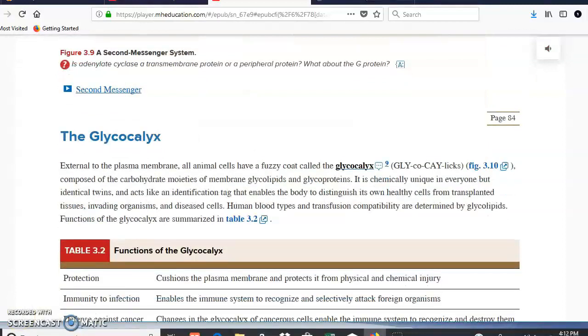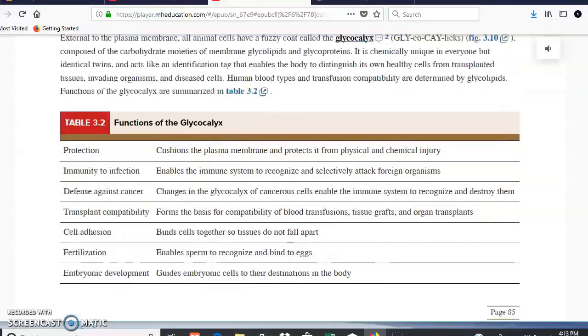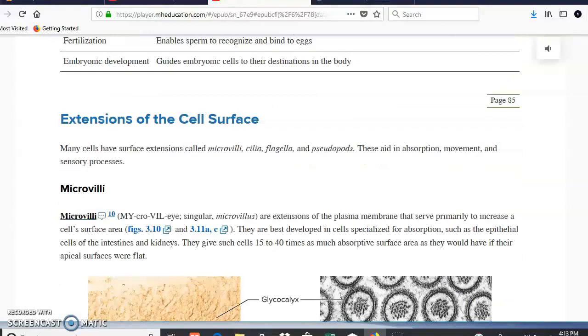The glycocalyx is a substance that is going to cover the cell membrane like an icing on a cake. Right? The cake would be the cell, the icing would be the glycocalyx. The glycocalyx is basically carbohydrates with lipids and carbohydrates with proteins. They are very important because they are going to be unique to each individual. For example, my cells are different than your cells because my glycocalyx is different than your glycocalyx.